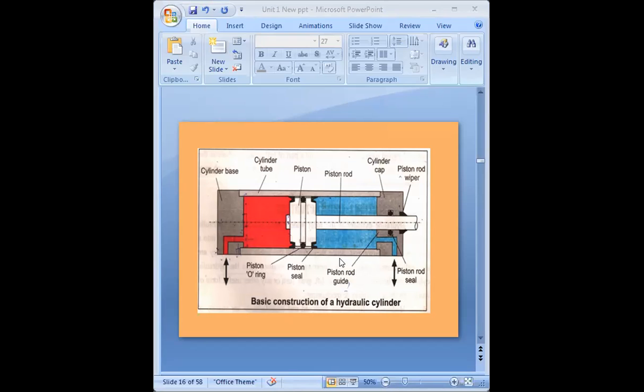This is a 2D diagram of the hydraulic cylinder. Now I request all of you, please draw this diagram, the basic construction and operation of the hydraulic cylinder. Please draw this diagram.